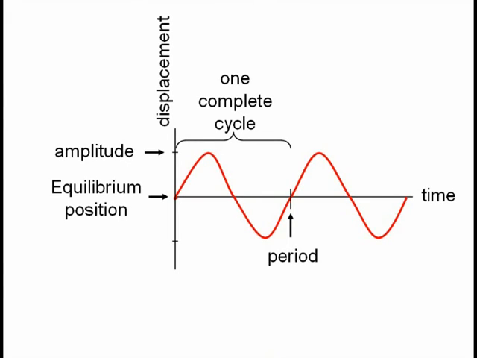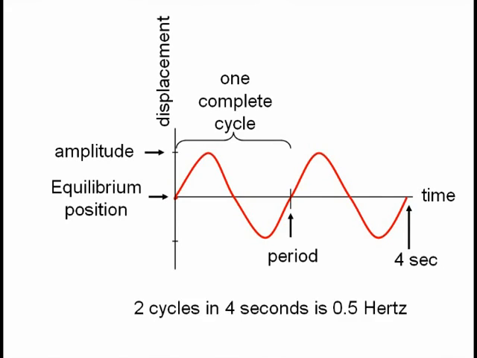If you get a graph like this on the AP test, they'll give you something like a time down here and ask you to find the period and frequency from the graph. You can see there's 2 complete cycles. So if 2 complete cycles is 4 seconds, then 1 complete cycle is going to be 2 seconds. If we know the period, then the period is the inverse of the frequency, so we can do 1 divided by 2 to get 0.5.